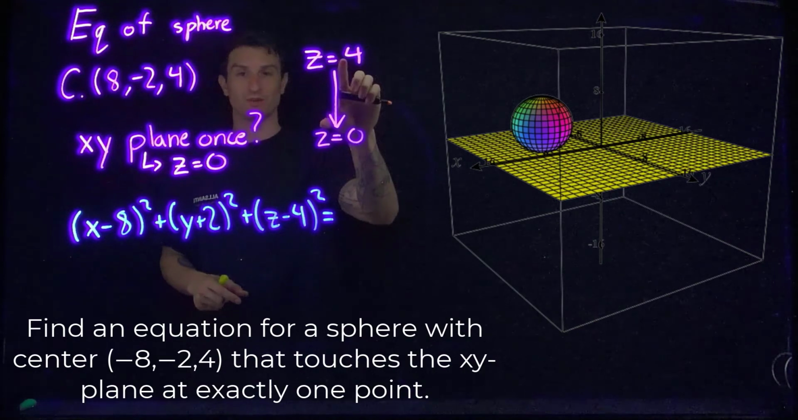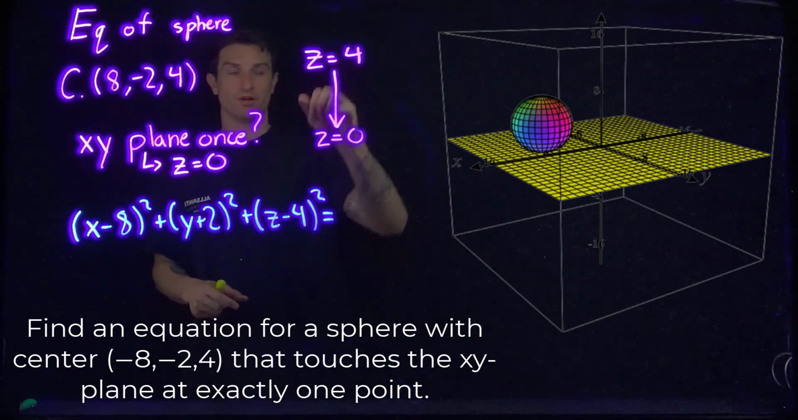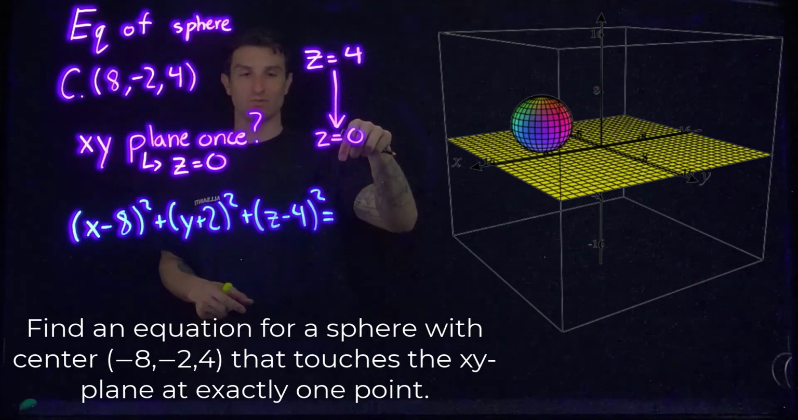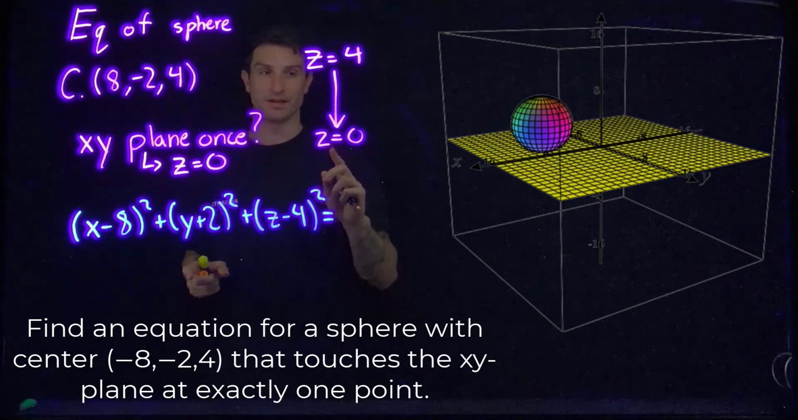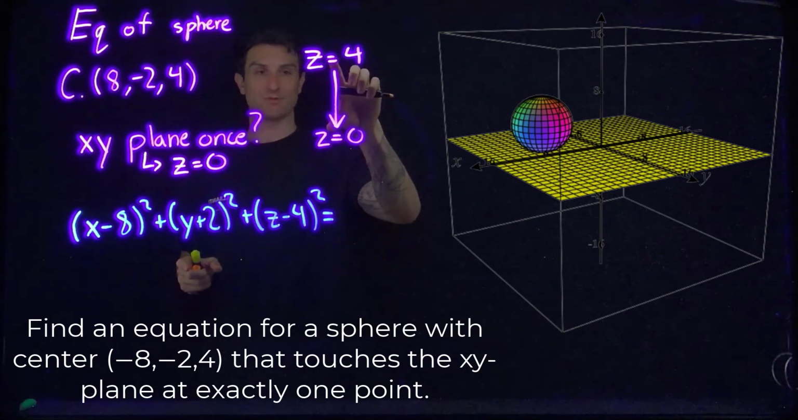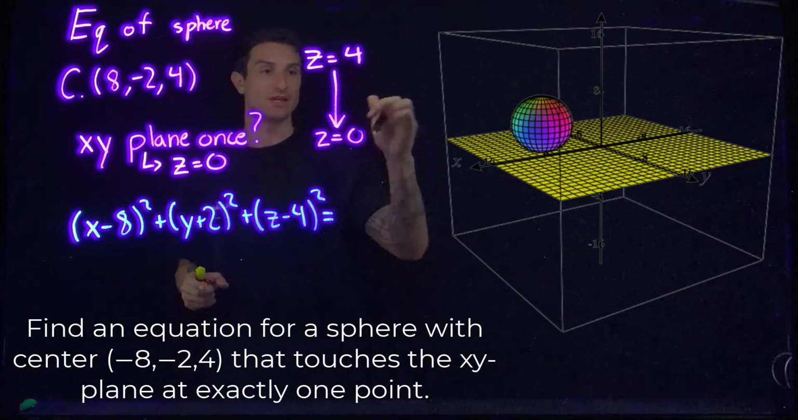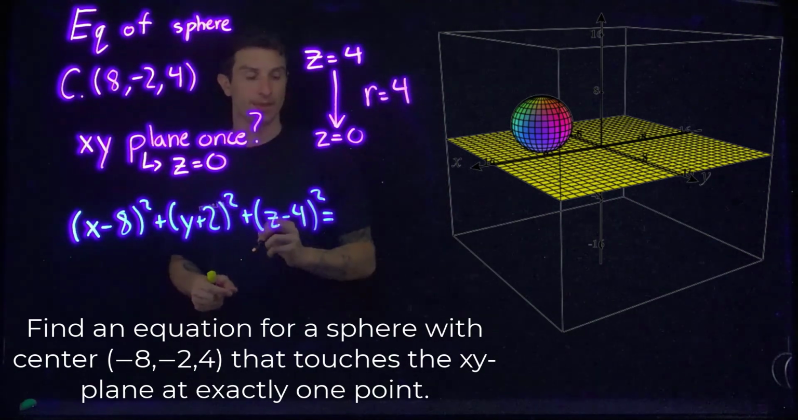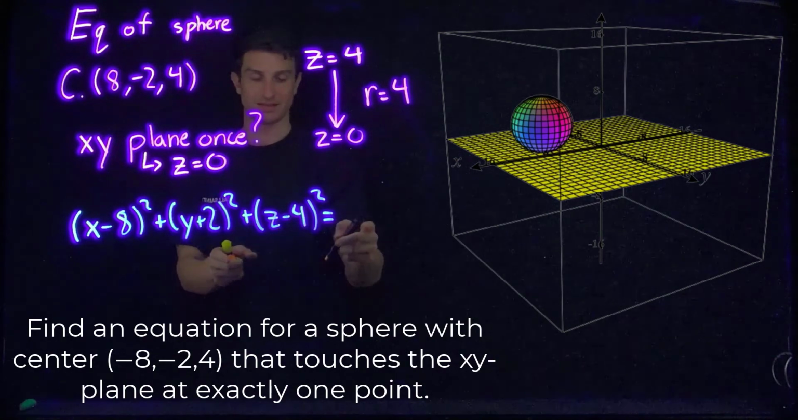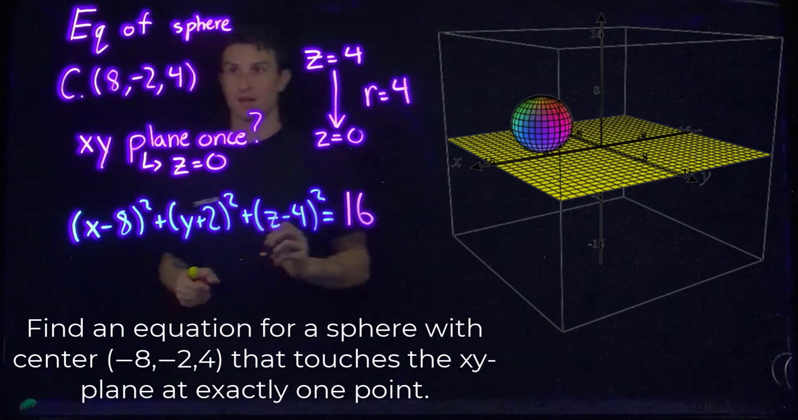This is telling us the relationship of our radius. My radius can only be length 4, right? Because it can go down to z equals 0, but we don't want it to pass through. If it passes through, we're going to touch the xy plane more than once. So the distance between my z values can only be 4, so my radius can only be 4. So this tells me my radius is going to be 4. And because of that, this is radius squared, which means this is 16. Right, so that's all it is.